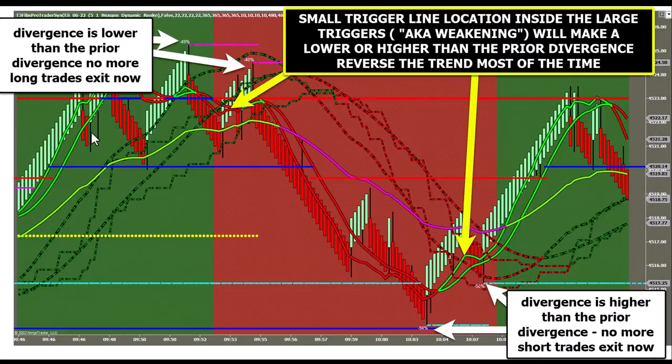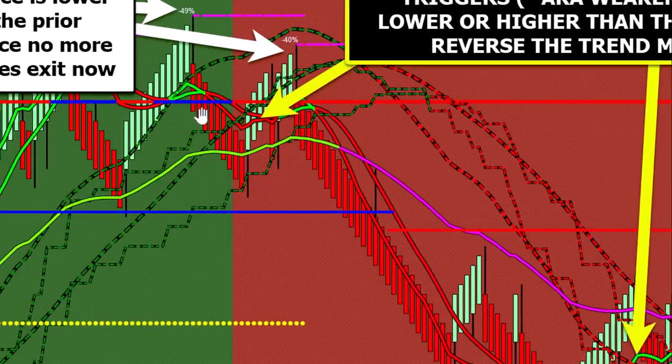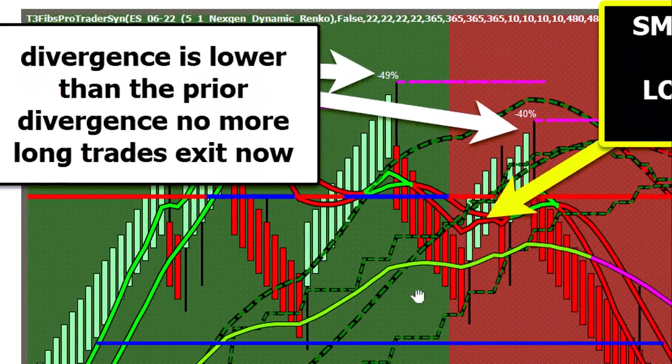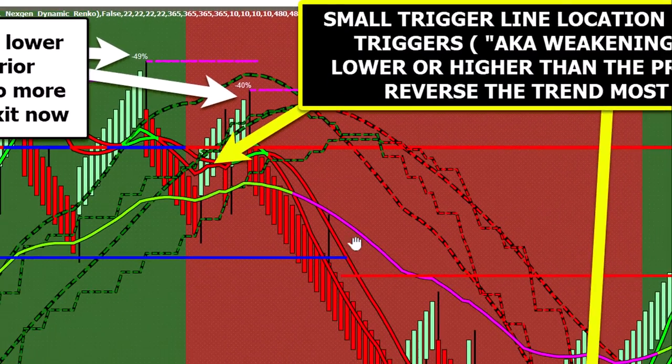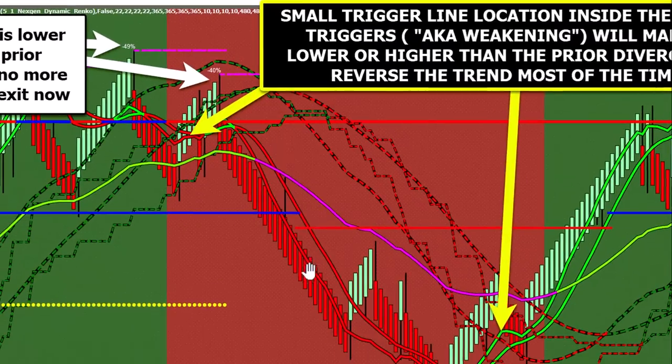This is also in our management section of the material, but just to reiterate what we were talking about earlier, here I'll blow it up for you. If a divergence is lower than the prior divergence, the market's probably going to reverse. Now, there's another concept that we're going to introduce here, and again, we'll look at a lot of examples of this.